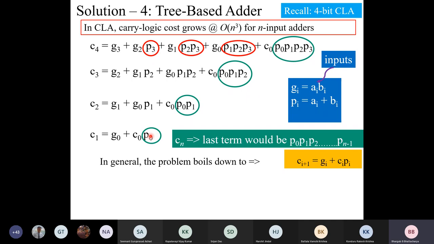For example, if you look into this series of terms here, you have P0, then you have P0, P1, then P0, P1, P2, then P0, P1, P2, P3. So if we have Cn, what will be the last term here? P0, P1, P2, P3 up to Pn minus 1. Diagonal terms, what do you observe? Have you seen any such sequence in some other areas of computer science?